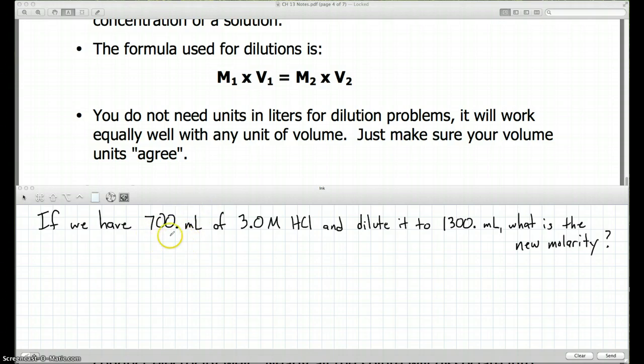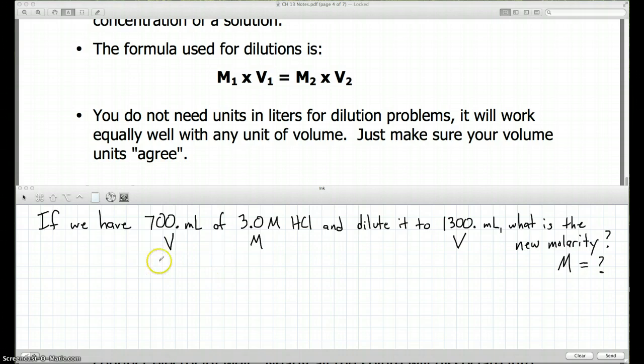Milliliters is a volume, so that's one of my V's. And here's another milliliters, so that's my other V. Here I have molarity, so I know that's one of my M's. And it says what is the new molarity, so I'm looking for a molarity. That's going to be my unknown thing that I'm looking for here.